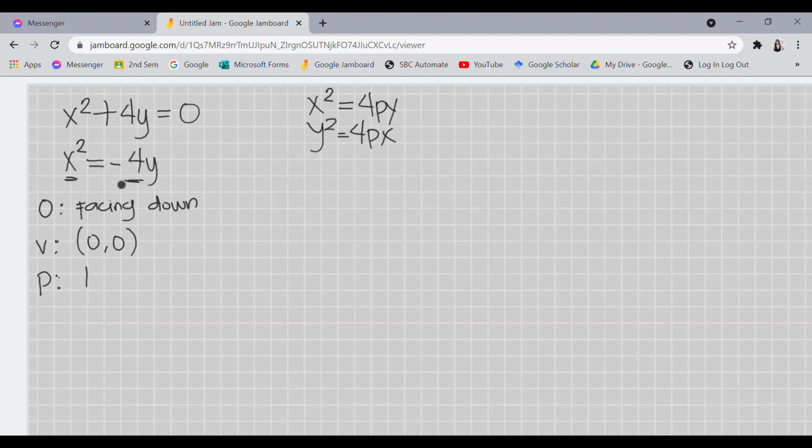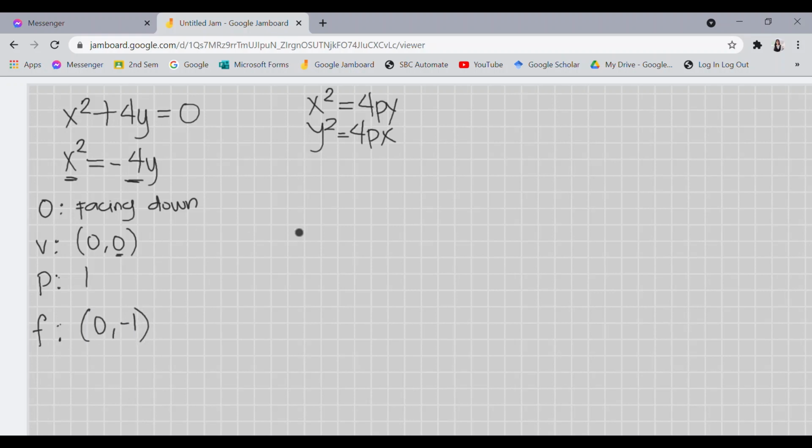From the given, since the parabola is facing down from (0, 0), from the vertex going to the focus, you are moving 1 unit down. So, when going down, what changes is the y coordinate. So, the coordinate of your focus will be (0, negative 1).